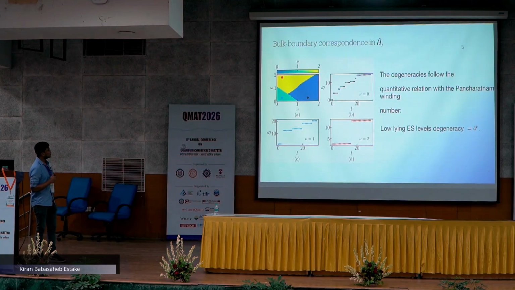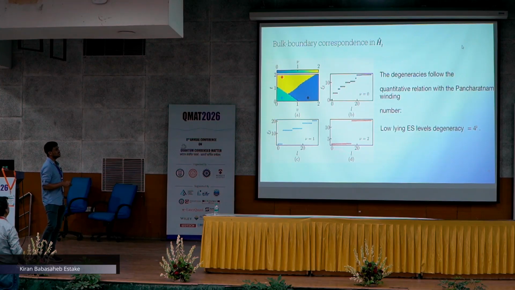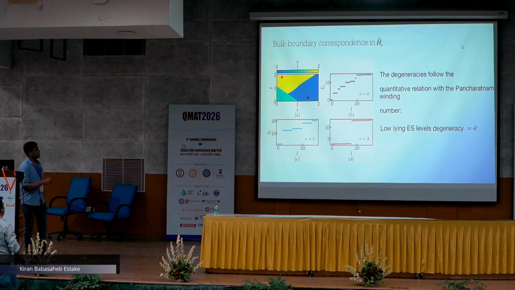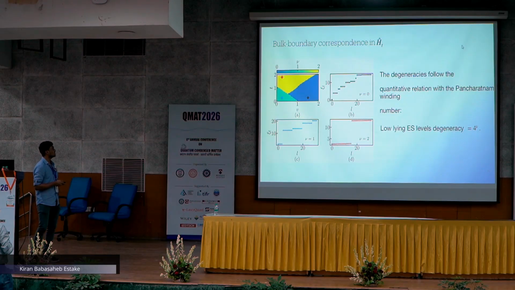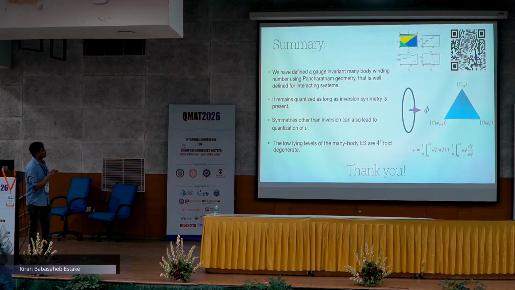So here is the main result. The first one is the Pancharatnam's winding number phase diagram. There are these three phases characterized by winding number 0, 1 and 2, and these are the lowest 32 levels of the entanglement spectrum. You see that in the trivial phase, the lowest level is non-degenerate. In the winding number 1 phase, the lowest level is 4-fold degenerate, and in the winding number 2 phase it is 16-fold degenerate. There are 16 of these here. So there is this quantitative relation that the lowest-lying entanglement spectrum level has 4 to the nu-fold degeneracy, where nu is the bulk winding invariant, and this is the quantitative statement of the bulk-boundary correspondence for the interacting system.